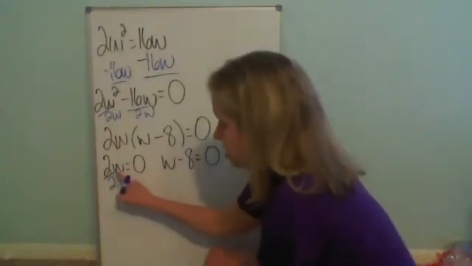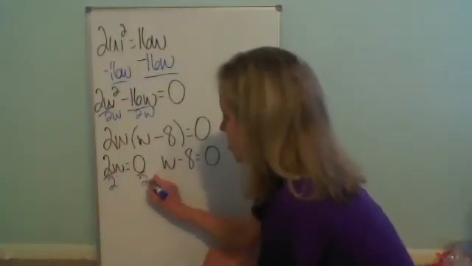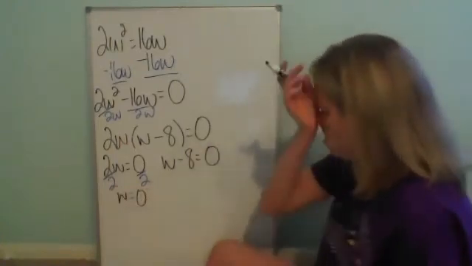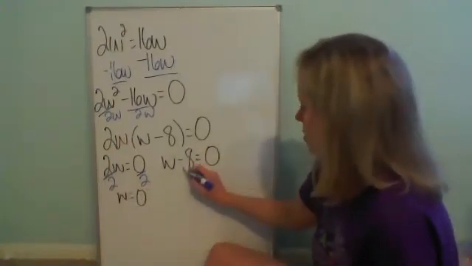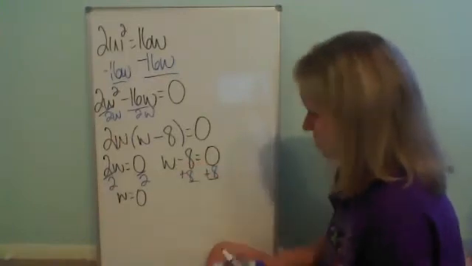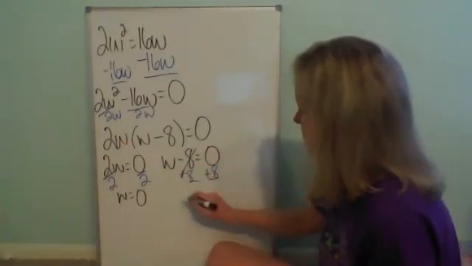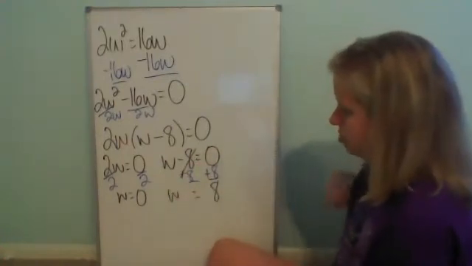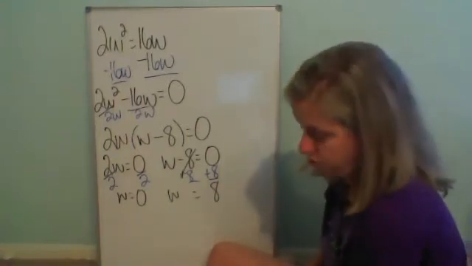and then solve them for w to get your two answers. So since this 2 is hooked on, to get rid of it, I'm going to divide by it. So w equals 0. To get rid of this, since that's minus 8, I'm going to plus 8 to both sides. So here, w equals 0 plus 8 gives me 8. So 0 and 8 are your two answers.